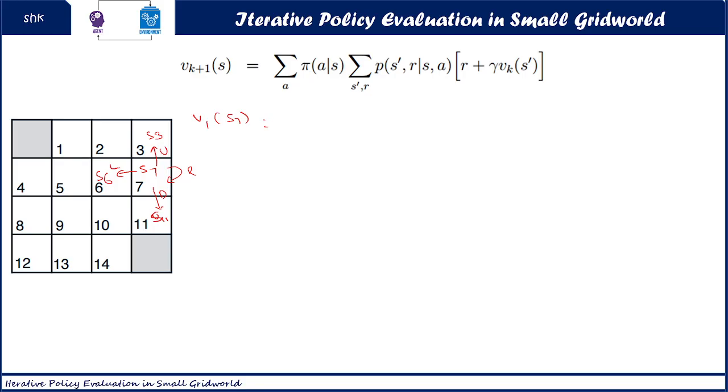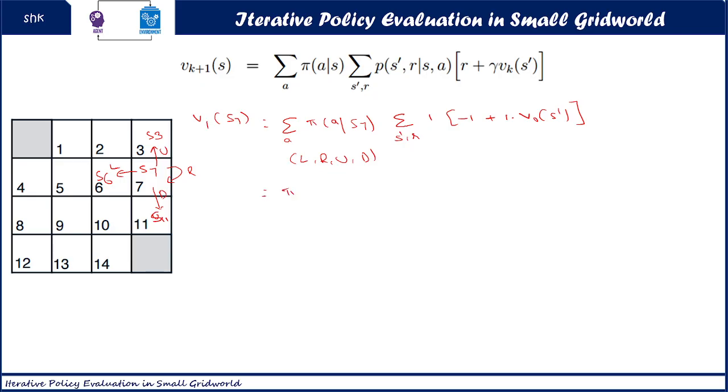Now we will write the value function V1 for the S7 state as the summation of all the probabilities of actions from the S7 state, summation of the transitions with a reward to S dash. The probability we consider as 1, the reward is -1 and the discount factor is 1, multiplied with the previous values, that is V0 of the new state depending upon the action. The various actions we can have are left, right, up, and down.